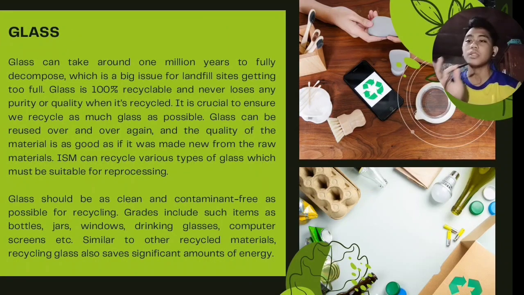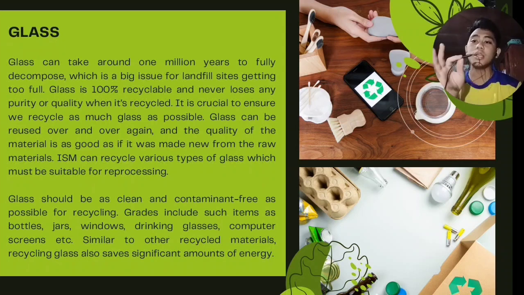So next is the glass. Glass can take around 1 million years to fully decompose. So glass will take 1 million years before it decomposes or can no longer be reused, which is a big issue of landfill sites getting full. Glass is 100% recyclable and never loses any purity or quality when it's recycled.